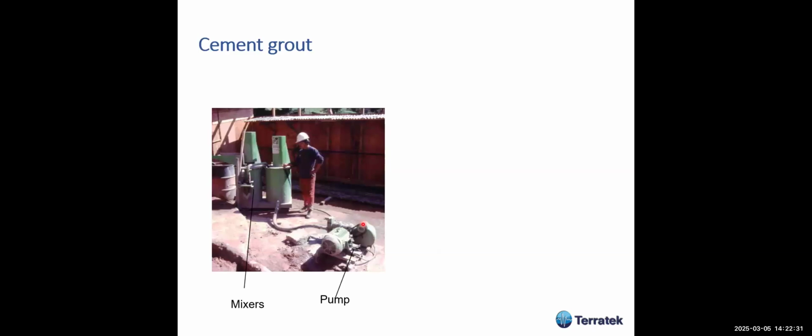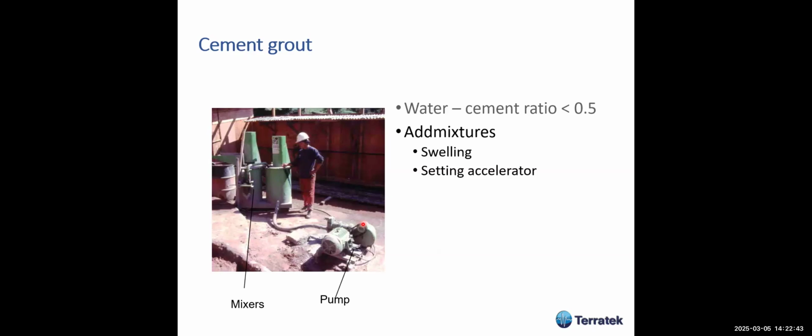Cement grout. The cement grout has some properties that we have to follow to maintain the quality. One of them is to have a water cement ratio less than 0.5. Use of admixtures to allow the grout to swell, and a setting accelerator if necessary. High turbulence mixers, if this is the case.